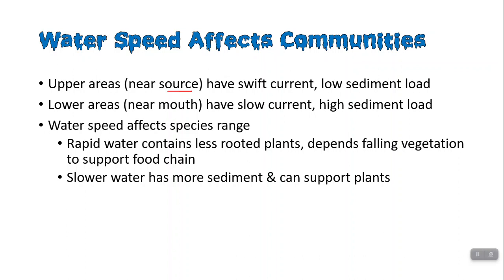Then lower areas, which are near the mouth of the river, near where it meets the ocean, tend to have a slower current. You can have plants growing in there, and you usually have a lot of sediment or dirt in it, and so the water may be cloudy. You also have a lot of dirt settling out, which forms a nice spot where plants can root themselves.